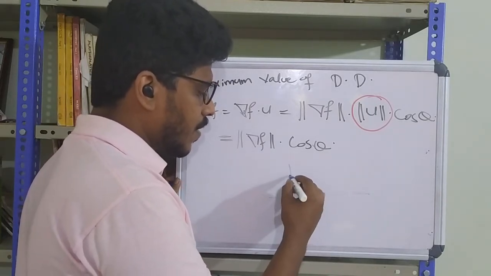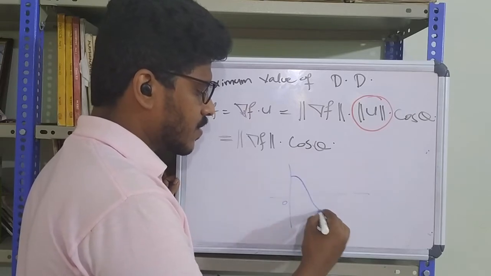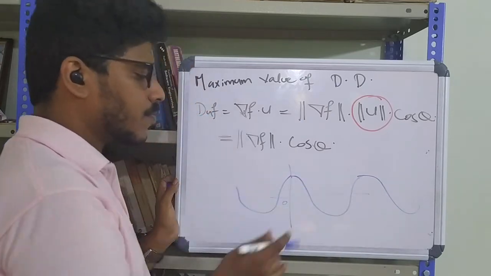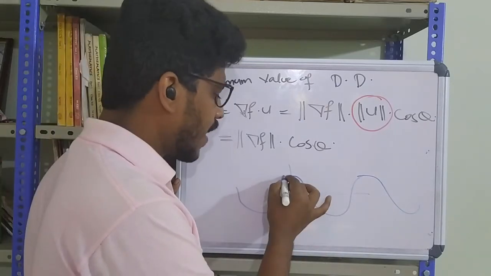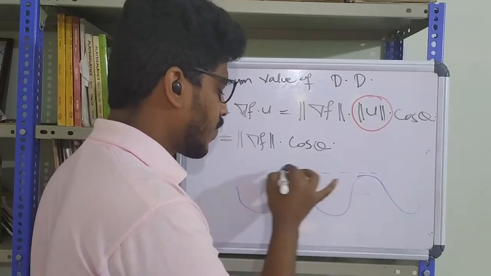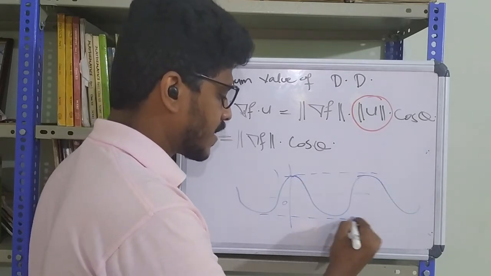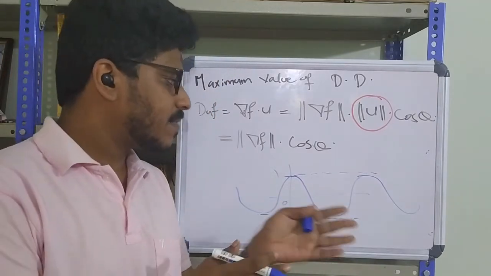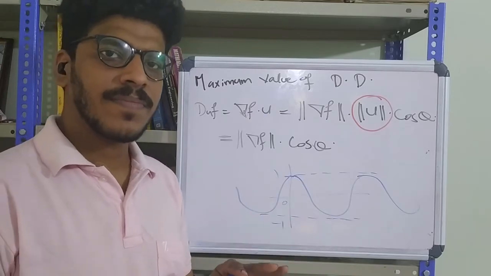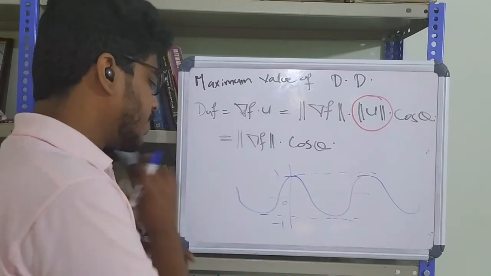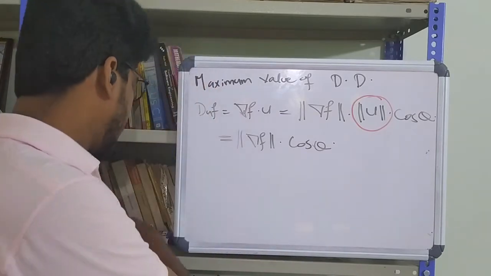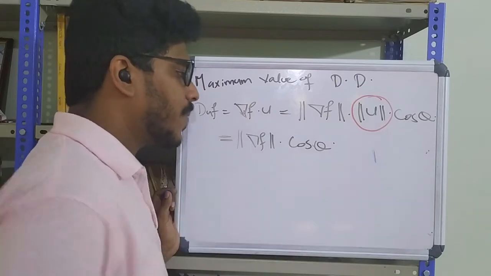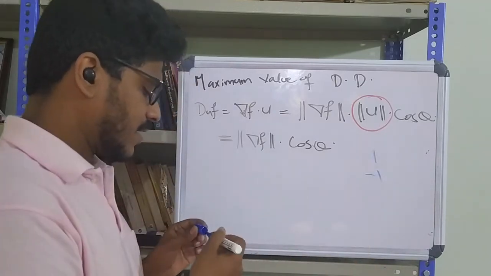Let this be 0, and cos 0 is 1. So this will be going like this. However it goes in either direction, the maximum value of cos theta is 1 and the minimum value of cos theta is minus 1. Right. So cos theta fluctuates between minus 1 and plus 1. So the maximum value of cos theta is 1 and the minimum value of cos theta is minus 1.